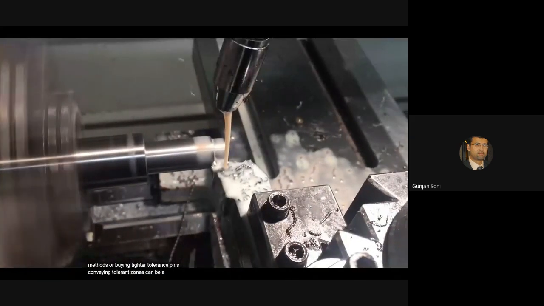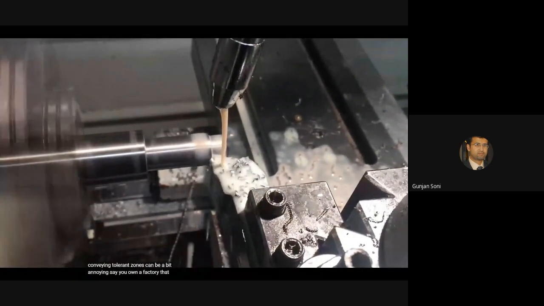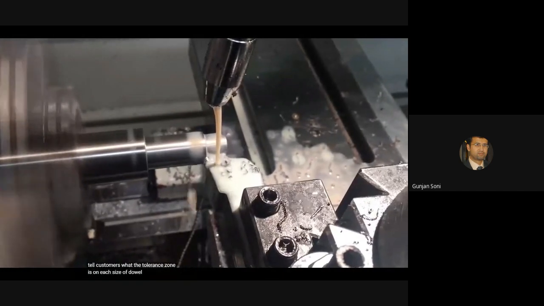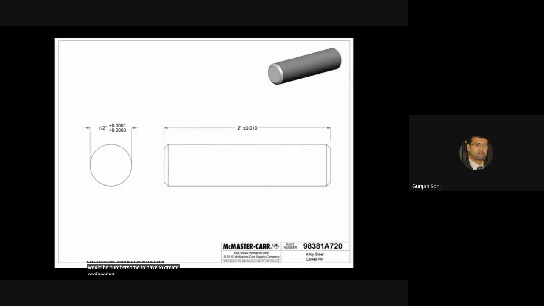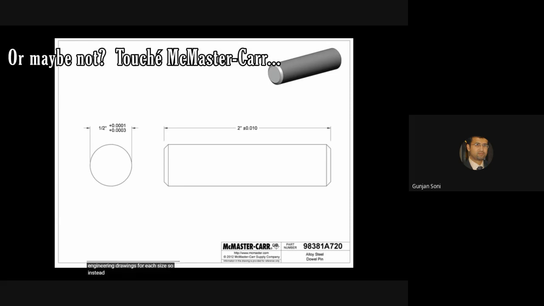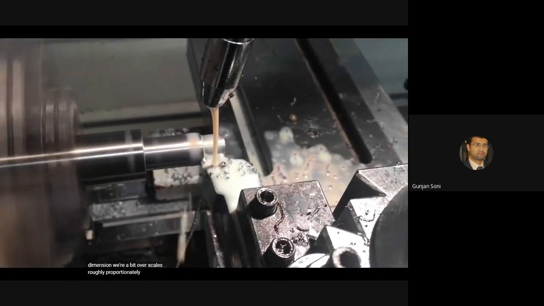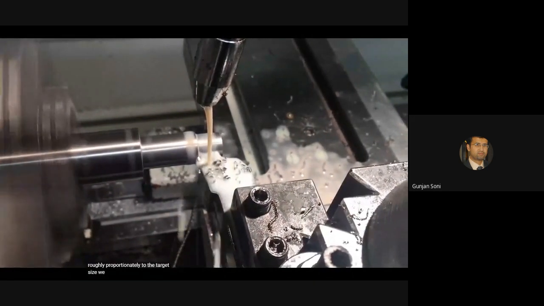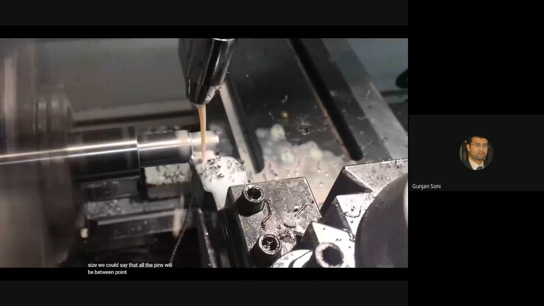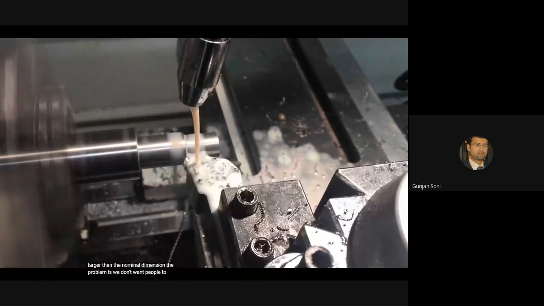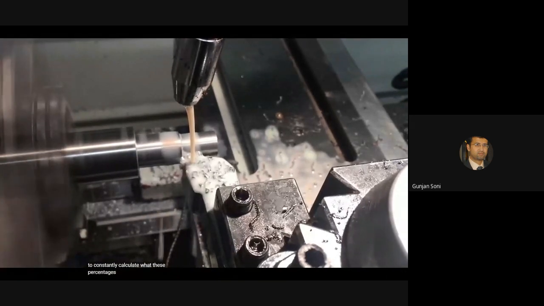Conveying tolerance zones can be a bit annoying. Say you own a factory that makes dowel pins. You want to be able to tell customers what the tolerance zone is on each size of dowel pin, but it would be cumbersome to have to create engineering drawings for each size. So instead, you can just say the tolerance will always be a bit over the specified dimension, where a bit over scales roughly proportionally to the target size. We can say that all the pins will be between 0.1 and 0.3% larger than the nominal dimension. The problem is we don't want people to have to constantly calculate what these percentages are.